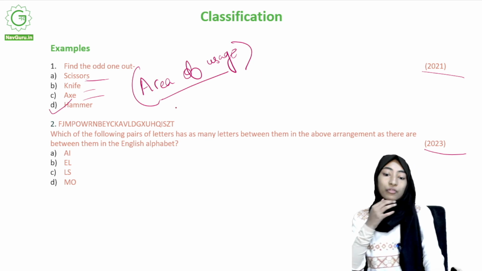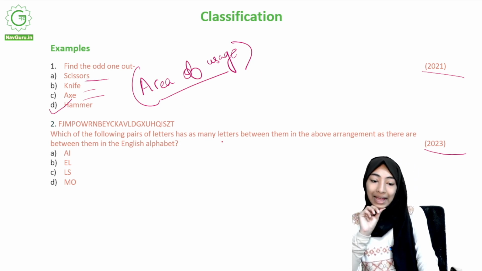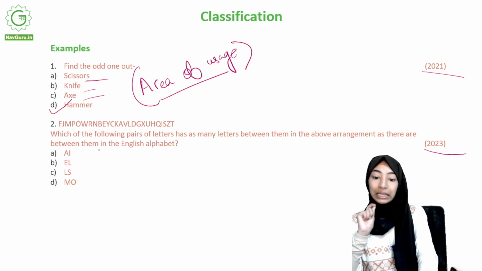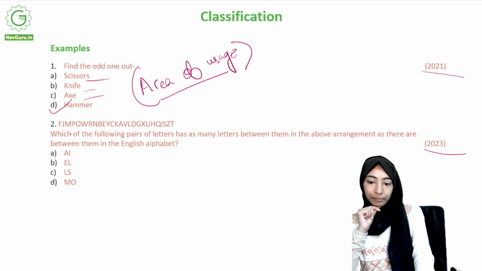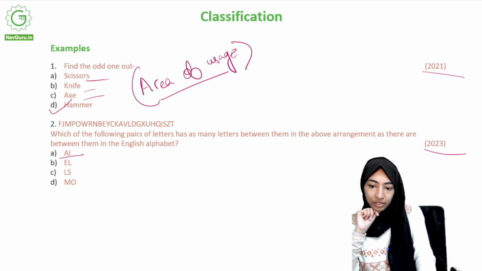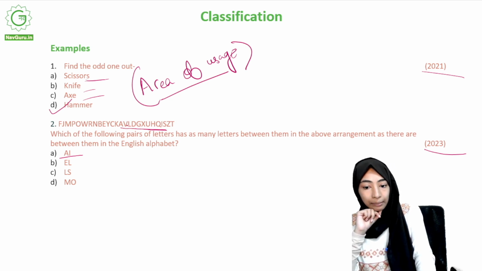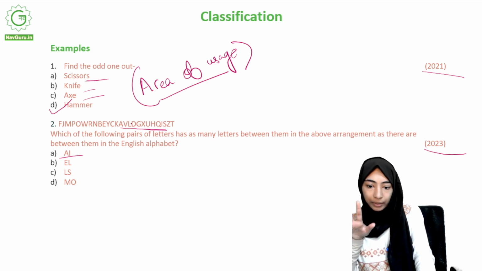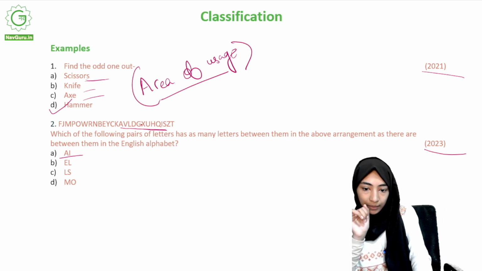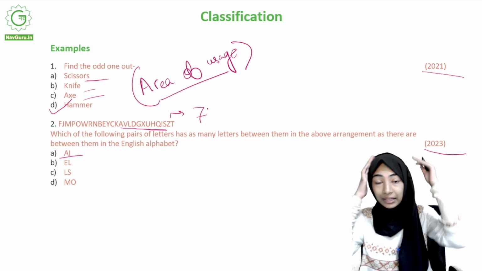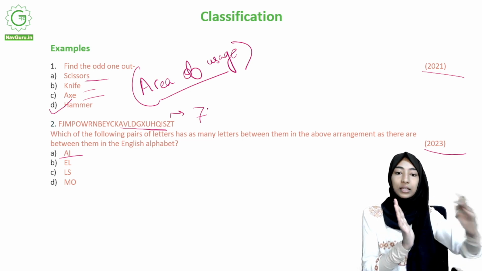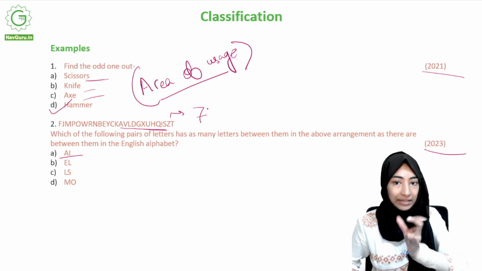Okay. Now, which of the following pairs of letters has as many alphabets between them in the above arrangement as there are between them in the English alphabet? Okay, this is an interesting one. So, I need to see, let's take the first option, AI. Between the A and I, the number of letters. See how many letters do you have between A and I? 1 2 3 4 5 6 7 letters, right? I need to see if, as per the English alphabet A B C D E F G H I, I have 7 letters between them?